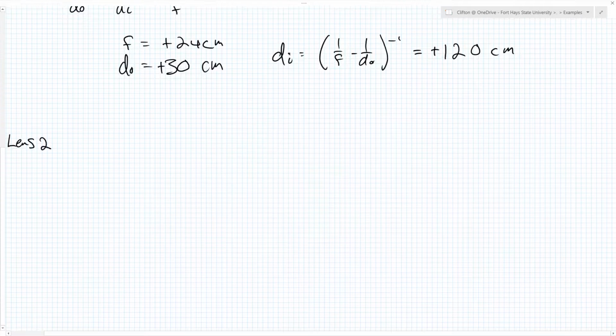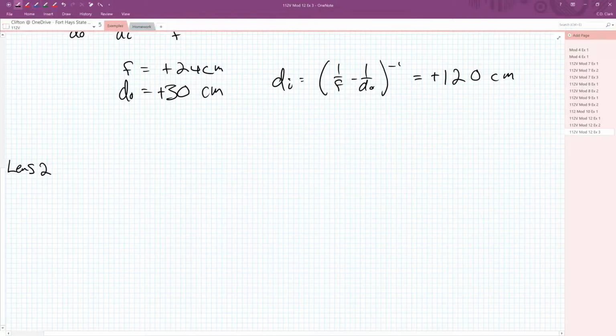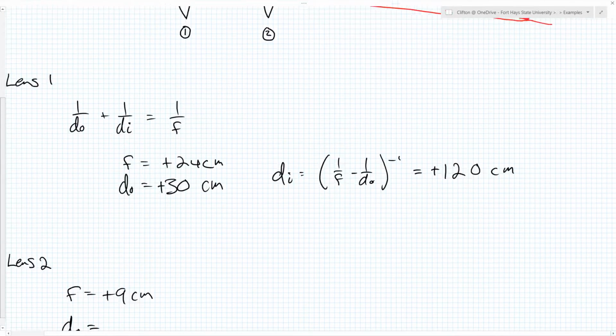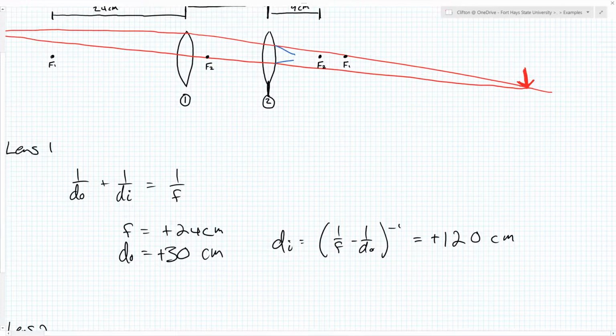Alright, so that means if I write down the focal length is still 9 centimeters, and that's plus. I write down the object distance. The object distance is how far the image from the first lens is from the second lens. They're 10 centimeters apart. The image was 120 centimeters behind the front lens, which means that this is going to be 110 centimeters.